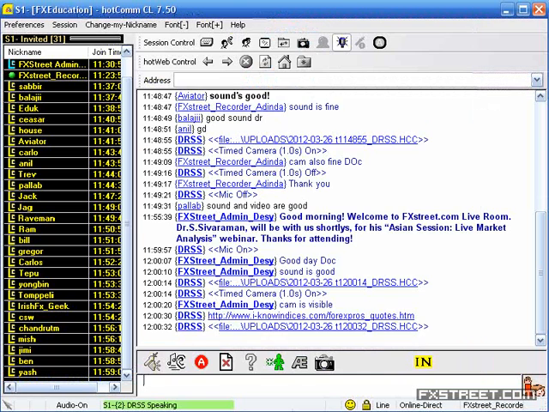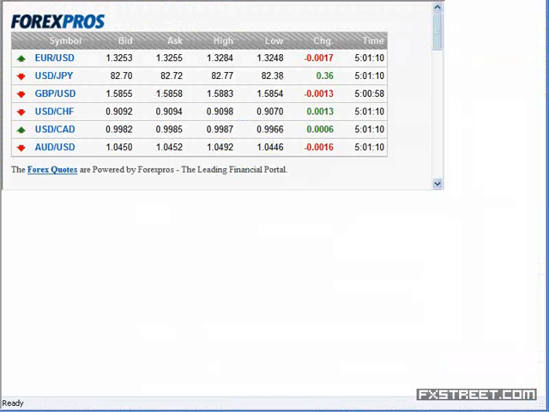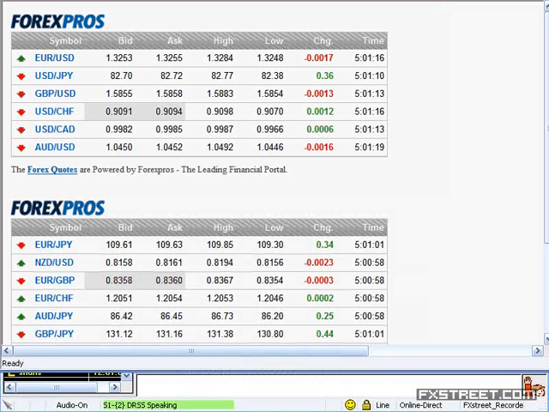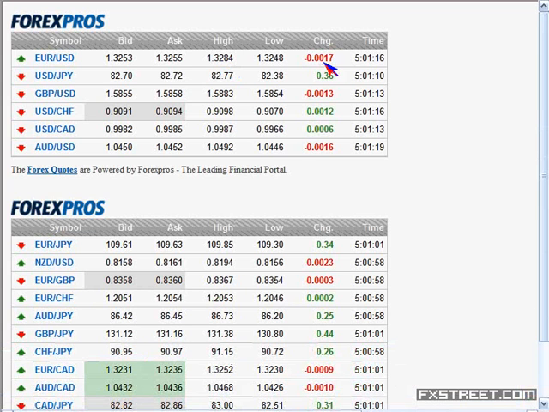I have given it in the hotcom window. I'll now focus the camera over that of the live market code page. I think we are able to see the live market code page. Currently, Euro is trading around 1.3253, 1.3255, 1.3284 is the high, 1.3248 is the low, 17 pips negative net change is seen.